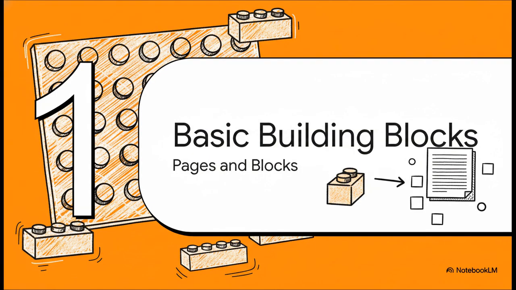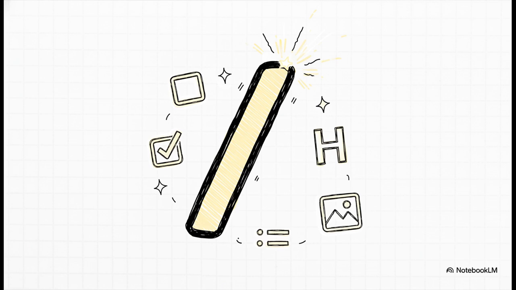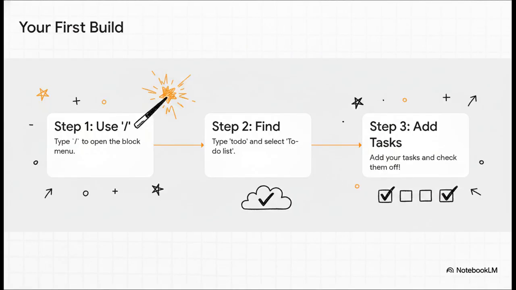So every great Lego creation has to start with one of those big, flat base plates. Well, in Notion, that's called a page. It's your blank canvas. It's the starting point for literally everything you're going to build. Now, this little symbol right here, this is the single most important key in Notion. I'm not kidding. It's the slash. Think of it as your magic wand. Anytime you want to create something new, some text, a heading, a to-do list, whatever, you just start by typing this. Let's put that magic wand to use right now.